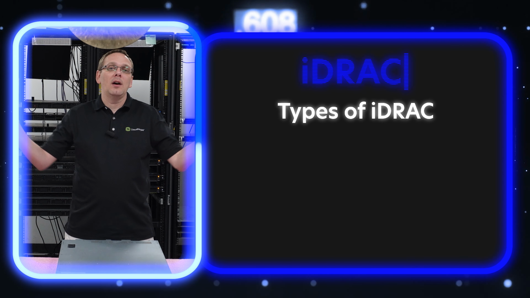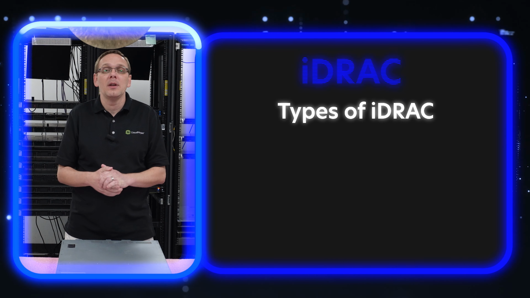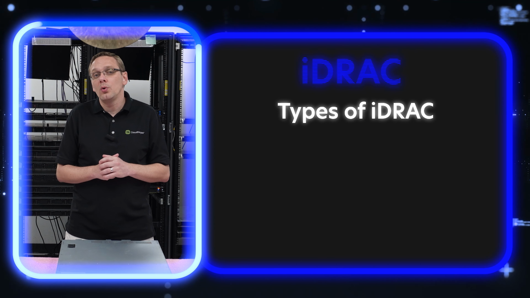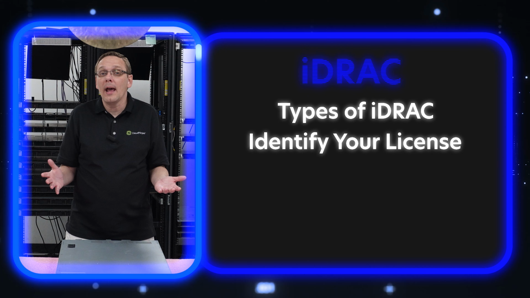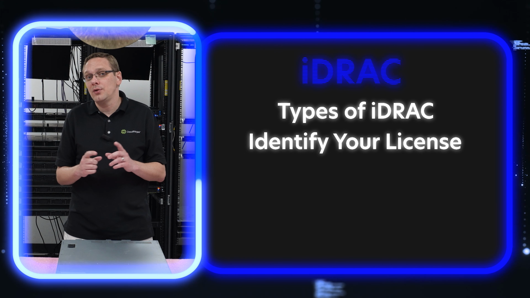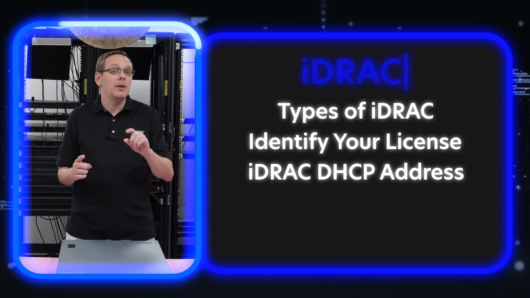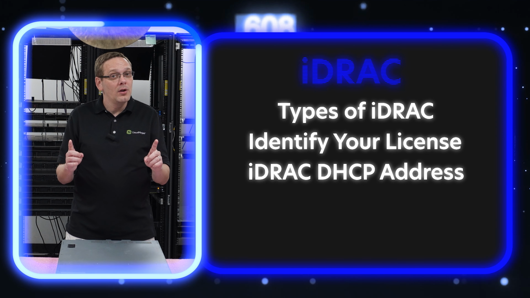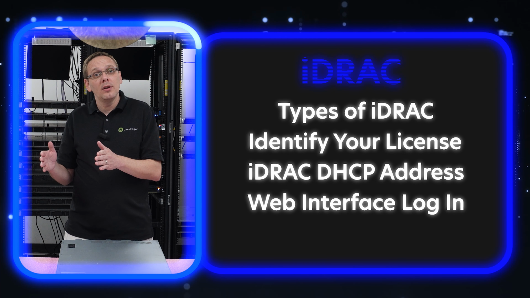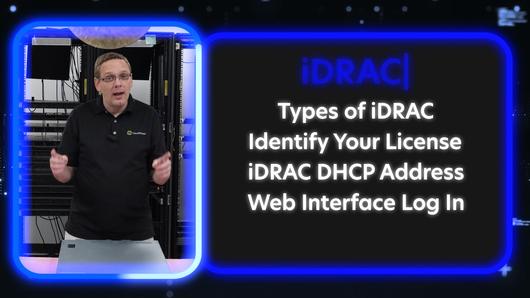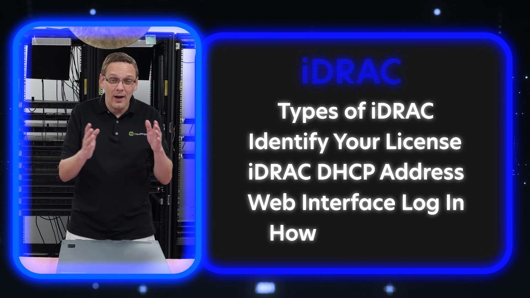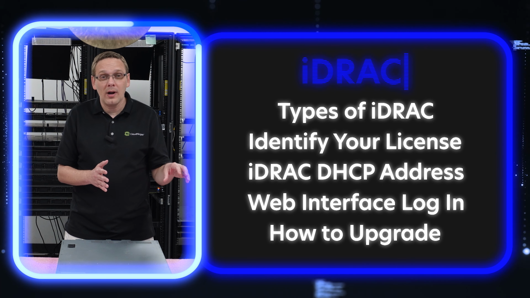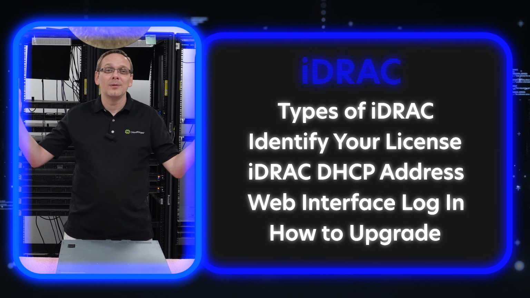So what we're going to do in this video, first off, we're going to talk about what types of iDRAC licenses there are. Then we're going to show you how to identify what type of license you might have. Then we're going to show you how to set the DHCP IP address. Then we're going to show you how to log in to the iDRAC web interface. And then at the very end, we're going to show you step-by-step instructions on how to upgrade from whatever license you're at to whatever license you need to go to. So let's just hop into the fun stuff.